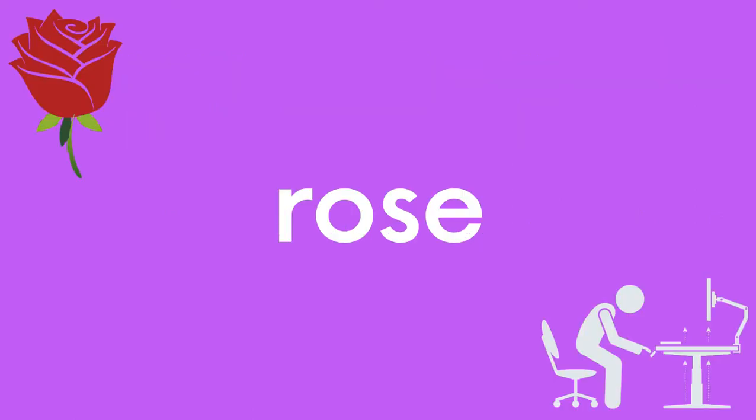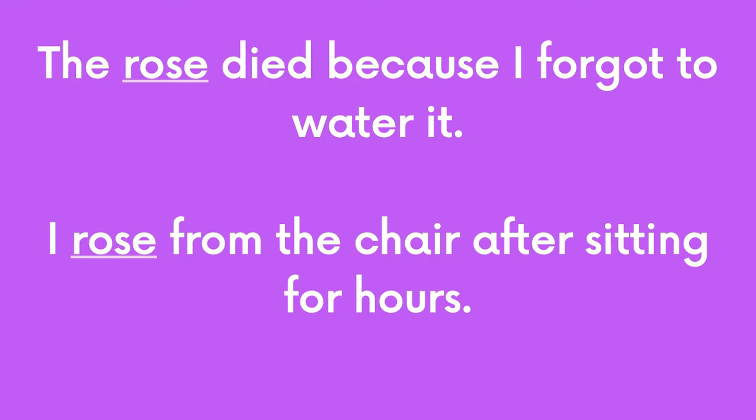What about this one? Rose. Okay, we see the flower, the picture of the flower up at the top left, but what about the image to the bottom on the right? Can you think of the definition for rose in that instance? Well, let's see. Okay, the first sentence says, the rose died because I forgot to water it.